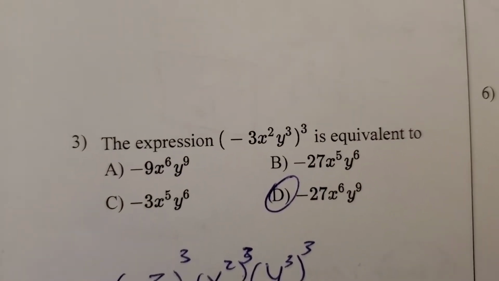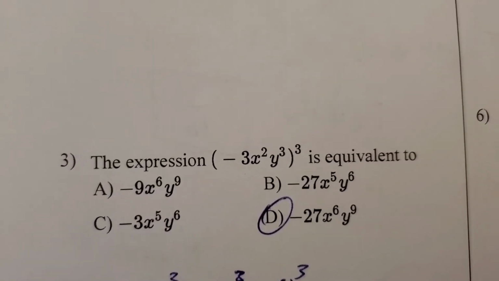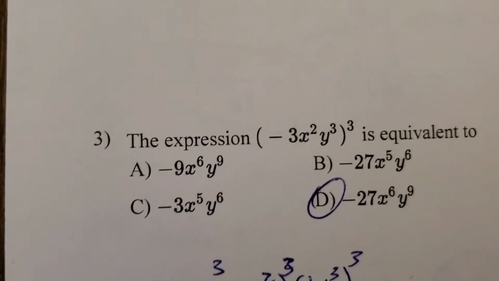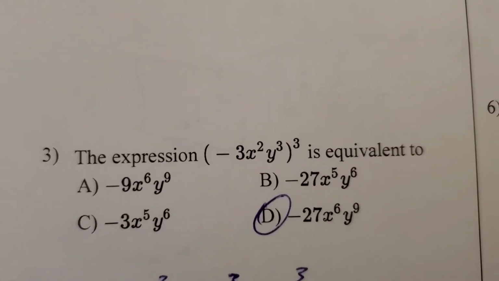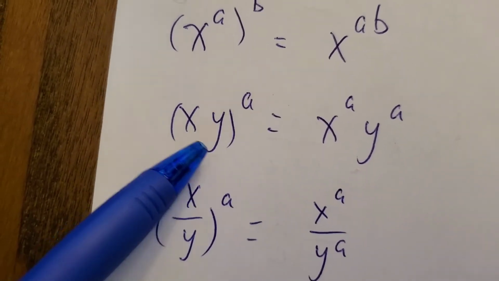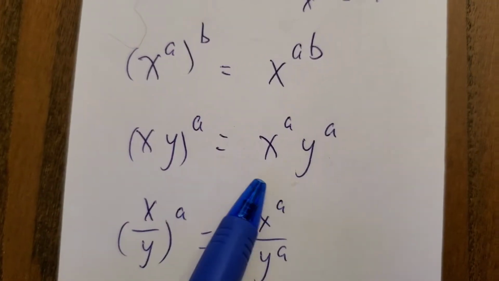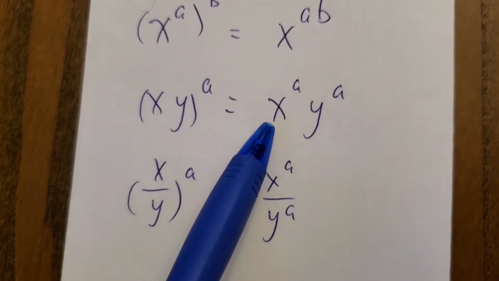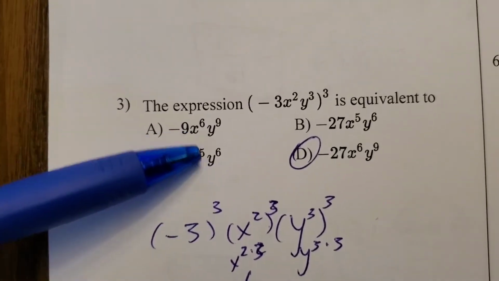For number 3, we've got negative 3x squared y cubed, and that whole expression is being cubed. So inside the parentheses is negative 3 times x squared times y cubed. There's no addition or subtraction, it's all multiplication. So we can use our expanded power rule, this one that says x times y to the power of a just means everything inside gets raised to that power of a. So it's x to the a times y to the a. Be careful, this is not true for when you are adding or subtracting, only when you're multiplying or dividing.